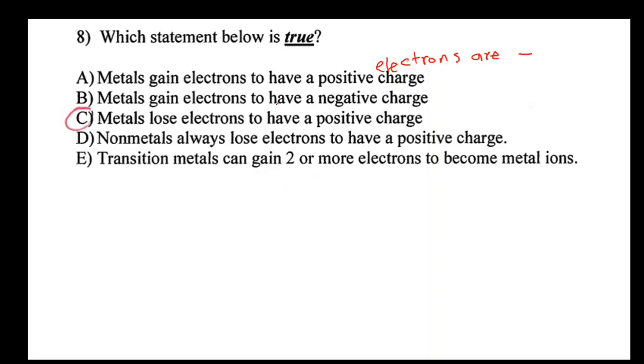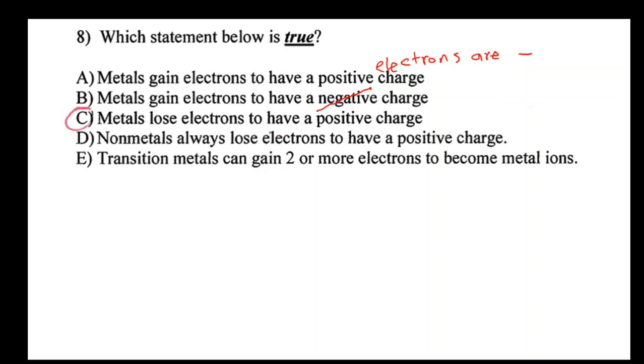The second one here, metals gain electrons to have a negative charge. So remember that in general, metals always like to have a positive charge. So the negative part is the issue with B. So C is correct here in that metals lose electrons to have a positive charge. So that's essentially just correcting the errors in the first two here.